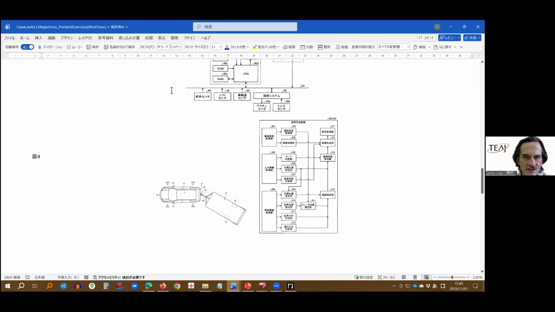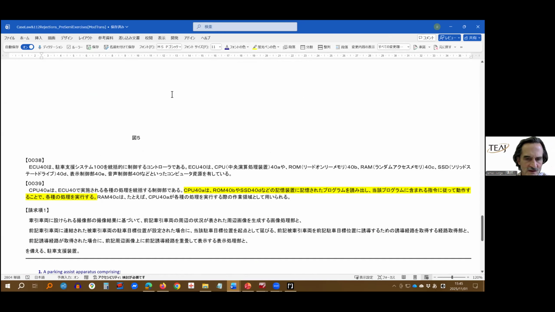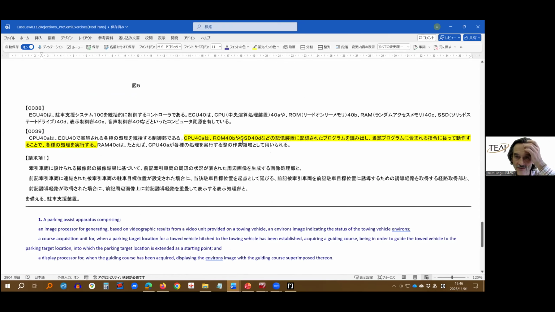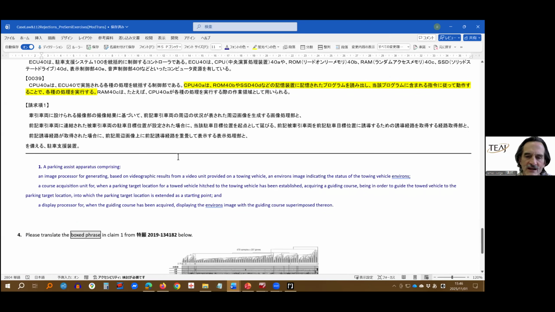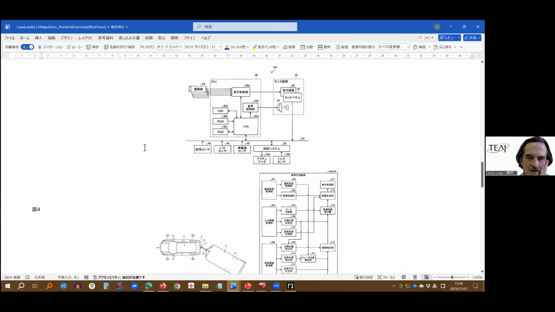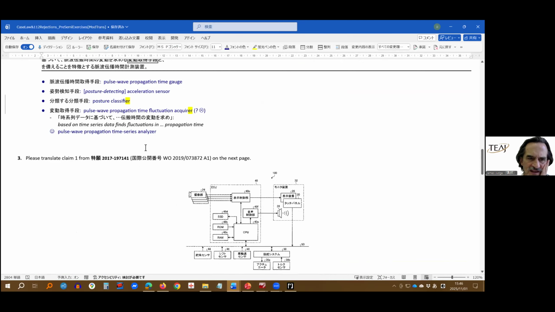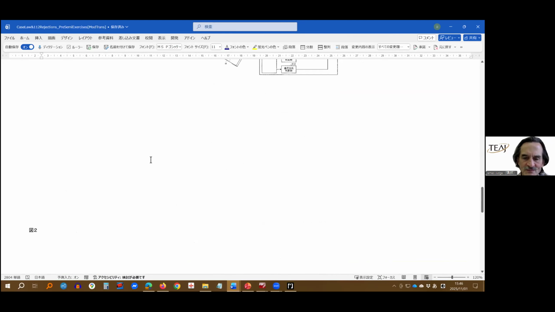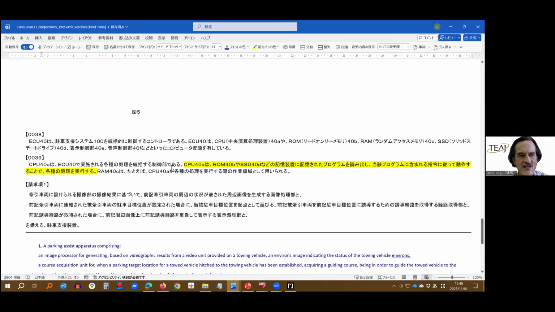I'm going to just speak about this homework very briefly. I don't have any PowerPoint about this. The reason I included this claim is because this also was the subject of a means plus function interpretation. And I think this case was also appealed, and I think the applicant lost on appeal, but I don't have time to look at the decision per se.